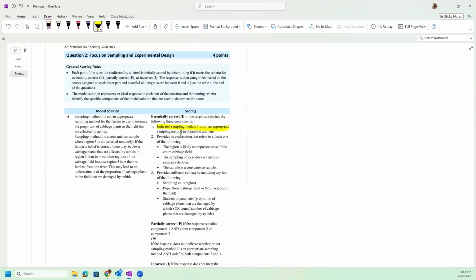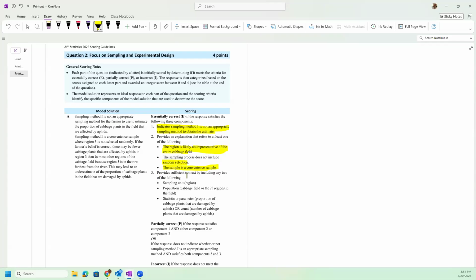What they were looking for first is that method one was not appropriate. So you wanted to say, nope, not good. Provides an explanation that refers to at least one of the following: that region is not likely representative of the entire cabbage field, there's no random selection, or the sample is a convenience sample. As long as you said one of those three things, you got the next point.